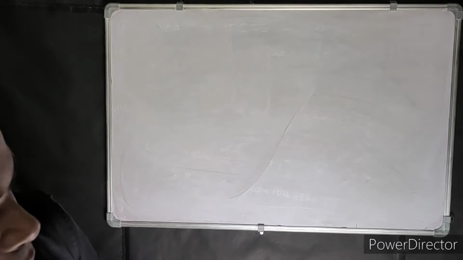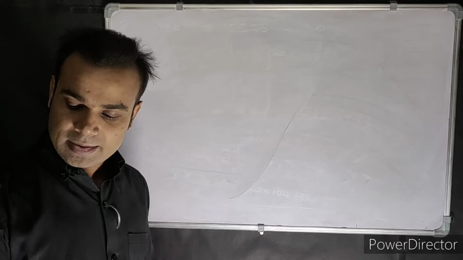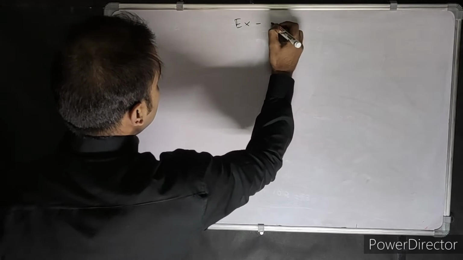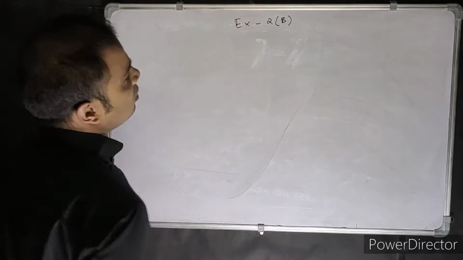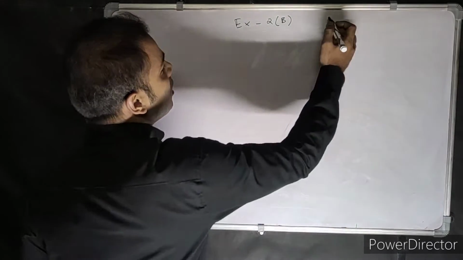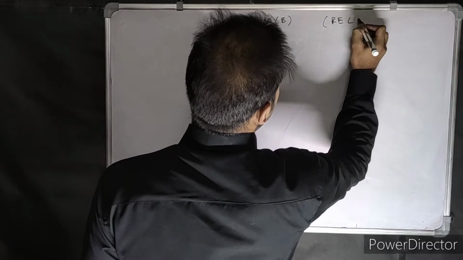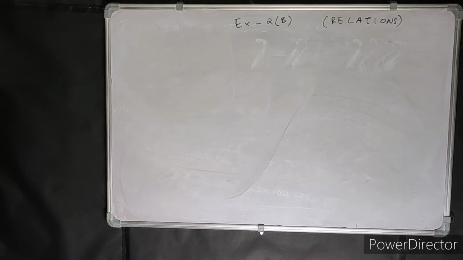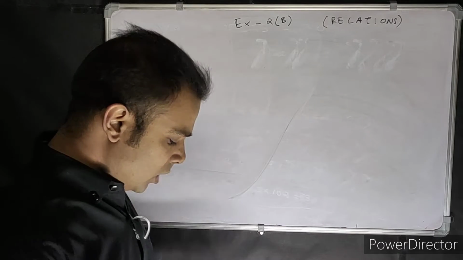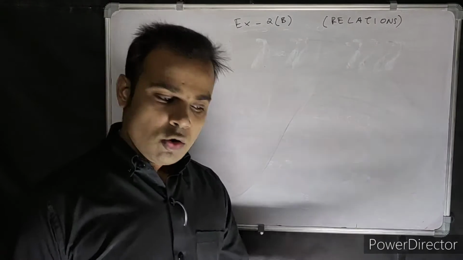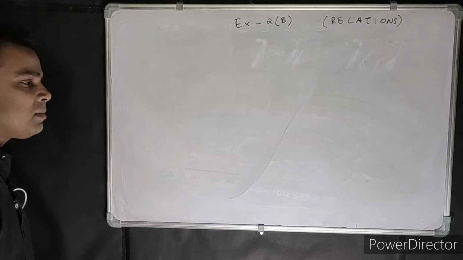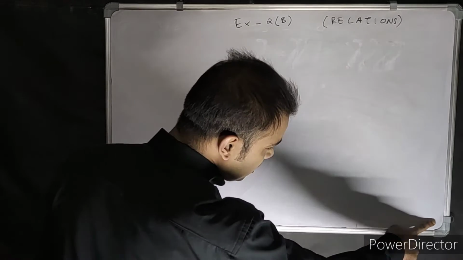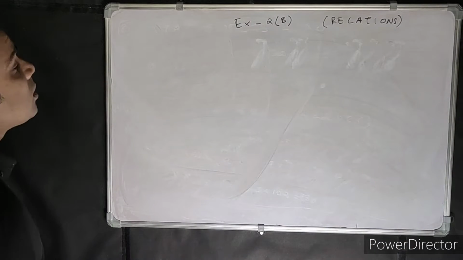Today I am going to continue the video and start with exercise number 2B. In the previous videos I was doing the theorems for the chapter Relations, and I am done with the theorems. Today I am going to start the exercise. Those of you who have watched the theorems, well and good. Those of you who haven't and are directly coming to the exercise, I suggest you watch the theorems, otherwise you will not be able to do these questions.